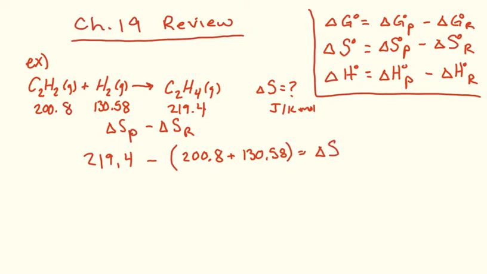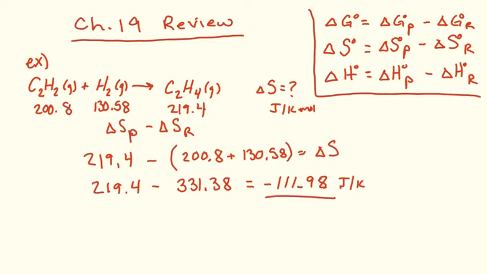Okay, and when we do the math, we get, just pull this one down, we're going to get 331.38. And when we do the math here, we're going to get a negative 111.98. Or, of course, we could say negative 112, and that will be in joules per Kelvin. Okay, and we can kind of double check this.